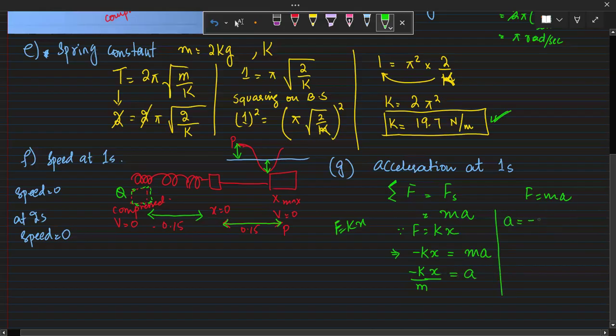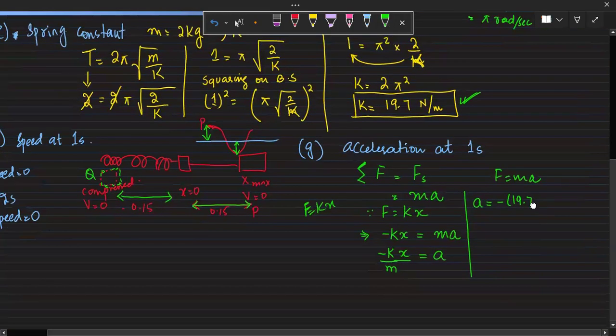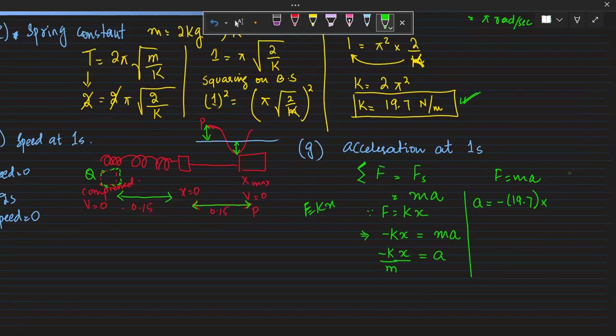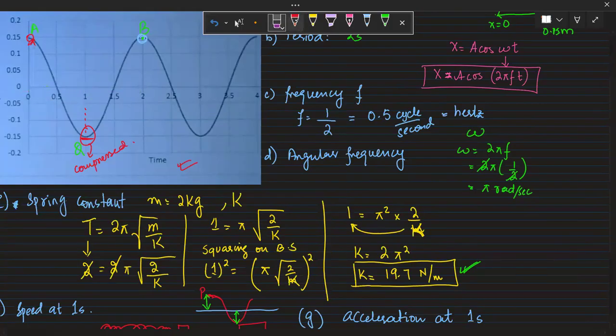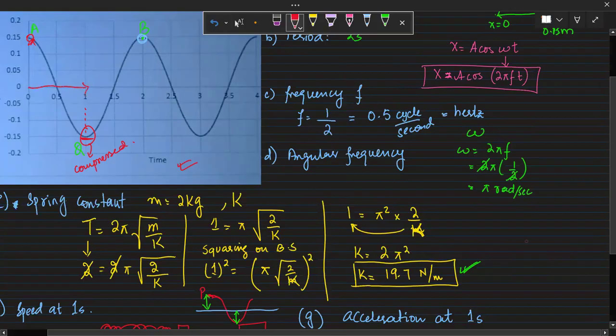right? So acceleration equals minus of k. What is the value of k? 19.7, right? Times x. How much distance has the body covered at 1 second? At 1 second, is it at maximum point? If you can see here, let me remove this. At 1 second the graph is at the maximum, the compressed point. It is the maximum point or extreme point, completely compressed.